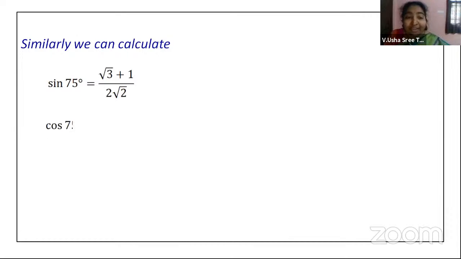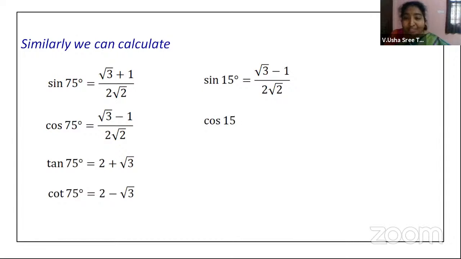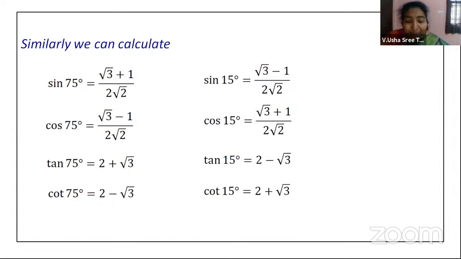Now, similarly, there is a small work for you, and I'm very sure that you will feel that it is an interesting concept. Right now, immediately after my class, you will try out calculating cos 75, tan 75 and cot 75 values. You can take the screenshot of these values and cross check whether you are getting the same values or not. Just try it out, children.